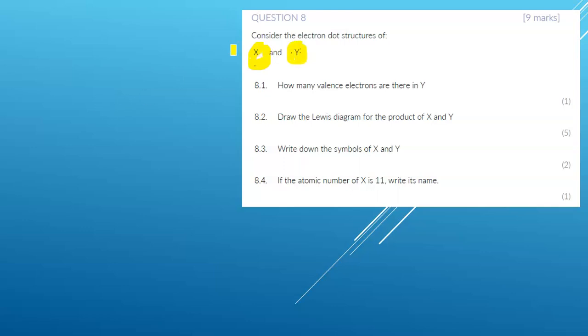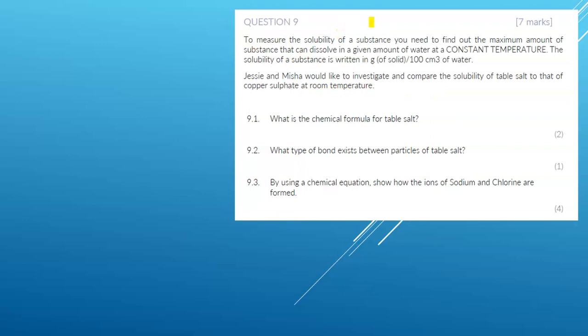Question number 8 we are going to ignore because Word completely destroyed the electron dot structures and I'm not sure what they look like to begin with. But it's the same idea. They ask you how many valence electrons are in Y. So if we take the picture as it is, I see 3 dots, and those are our valence electrons. So it will have 3 valence electrons. And then they ask us to draw the Lewis diagram. The other examples that I gave you are more than enough for the test, and then they ask you to identify X and Y.